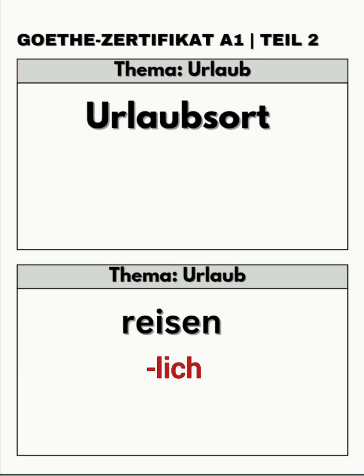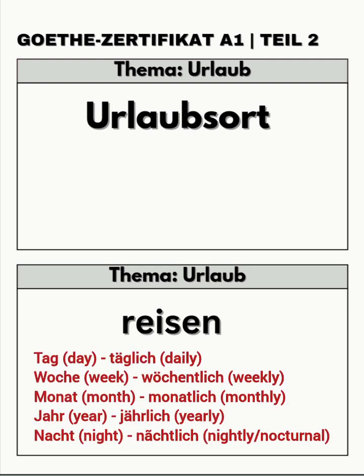Now, let's dwell a bit on this lich, the ending L-I-C-H. This lich is normally added to nouns to make them adjectives or adverbs. There's a possibility of us forming new adjectives in German by using the ending lich. Let's take some examples. Number one noun is Tag, day. When we change it using lich, it acquires an umlaut on the a, and then you add the lich. Now you say täglich. Tag, day; täglich, daily.